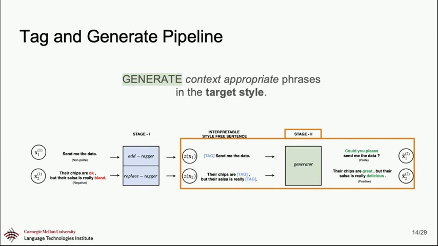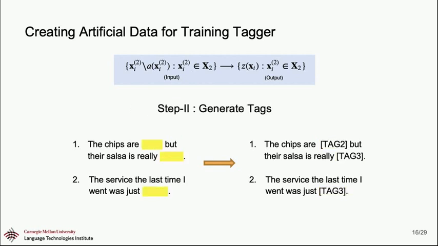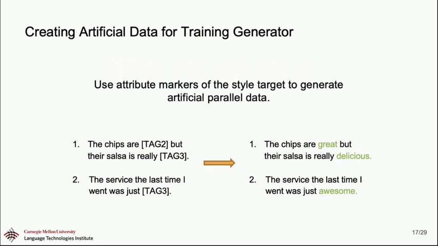We shall now briefly describe the training data creation process for each of the two modules. Beginning with the tagger, step 1 of training data creation involves removing attribute markers. As we can see in the figure, the attribute markers OK, bland, and terrible have been replaced with blanks. Step 2 now involves filling in these blanks with positional tags. By positional tags, we mean that each tag token is appended with a number like tag 1, tag 2, tag 3, and so on, which is indicative of the location in the original sentence. For example, tag 1 is likely to appear in the beginning, and tag 7 or tag 8 is more likely to appear in the end of the sentence.